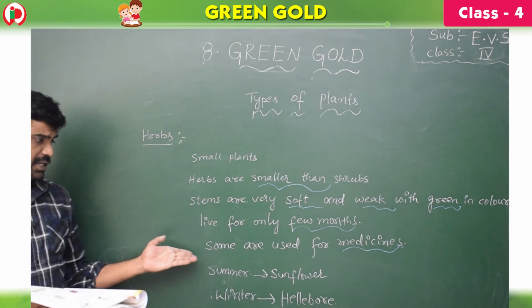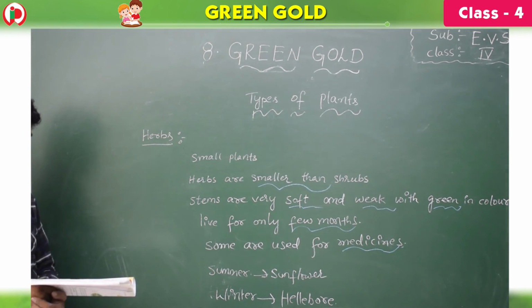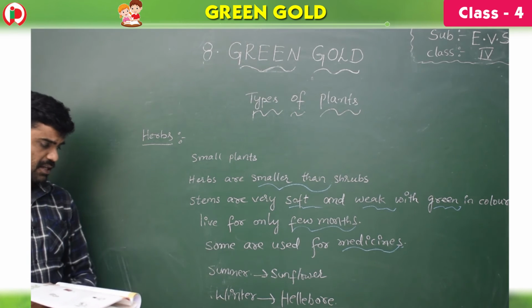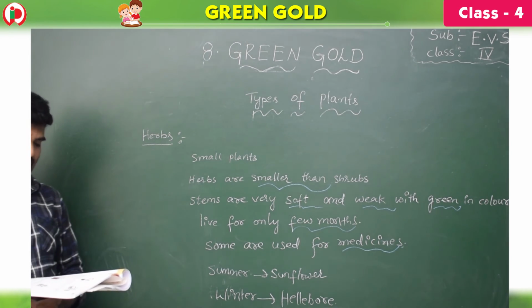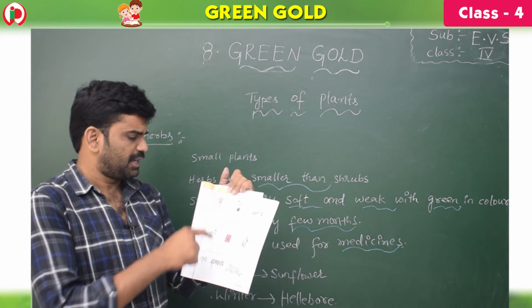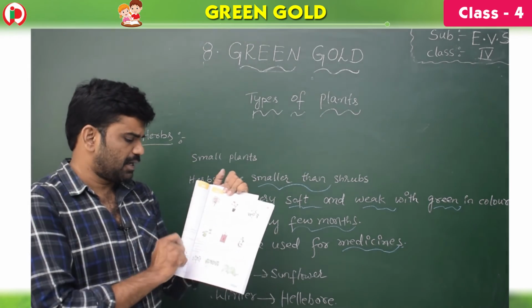According to the season means in summer season, sunflower lives only in summer, and hellebore lives only in winter season. And some of these are used for medicines also, children. Examples are mint, spinach, tulasi, brinjal. See, the diagrams, the figures are there, children. The above ones are shrubs and the below ones are herbs.